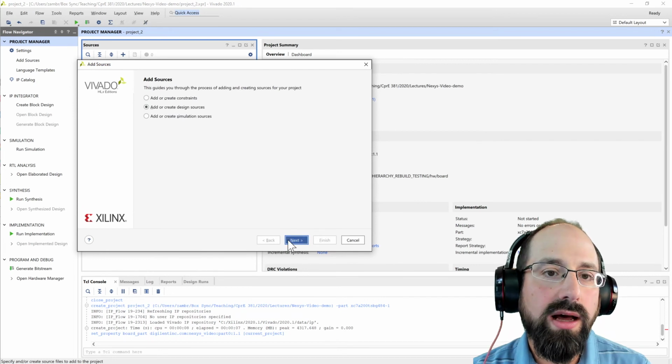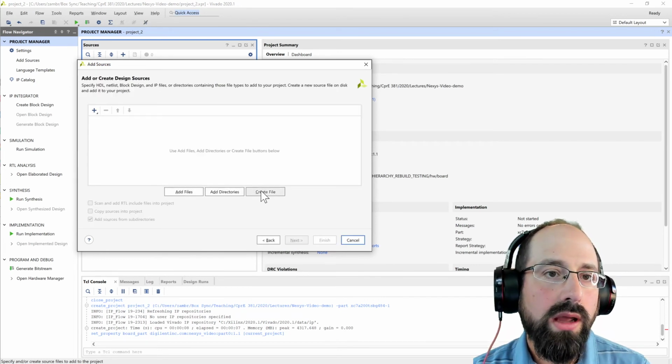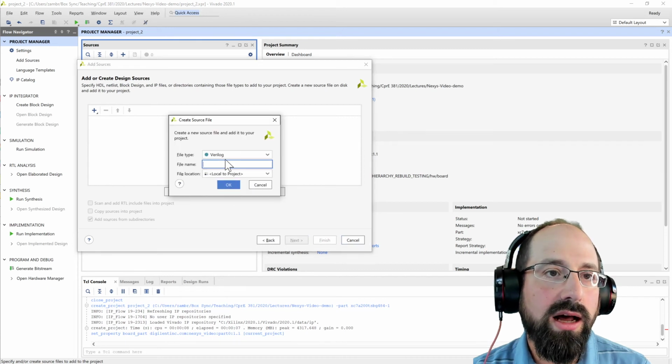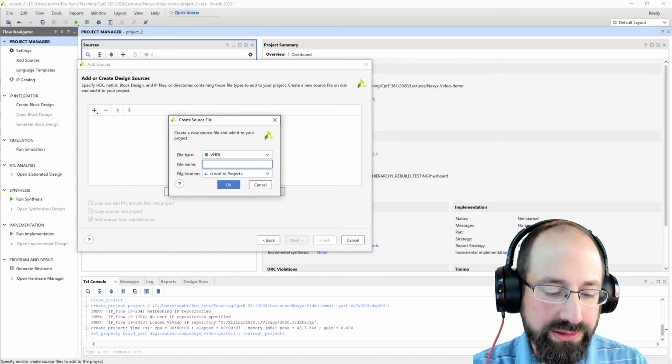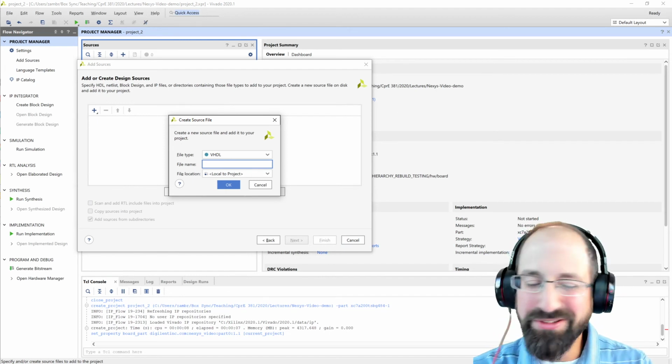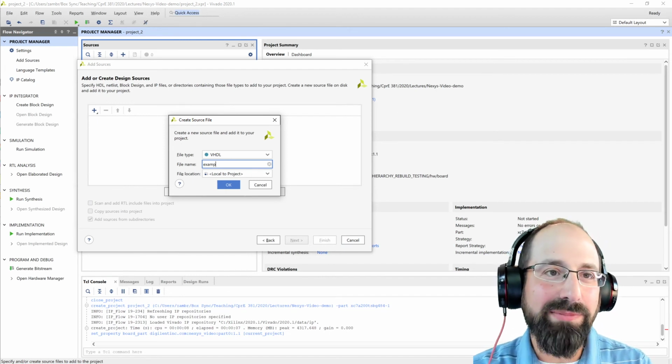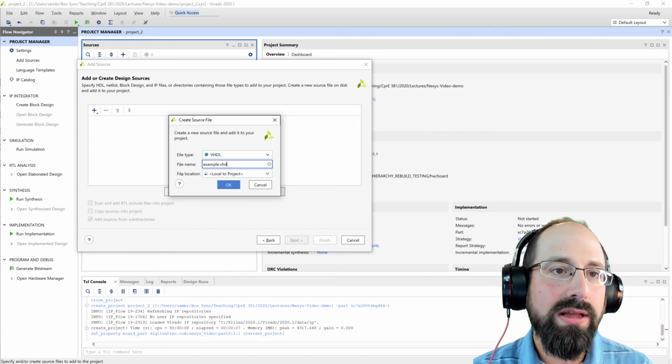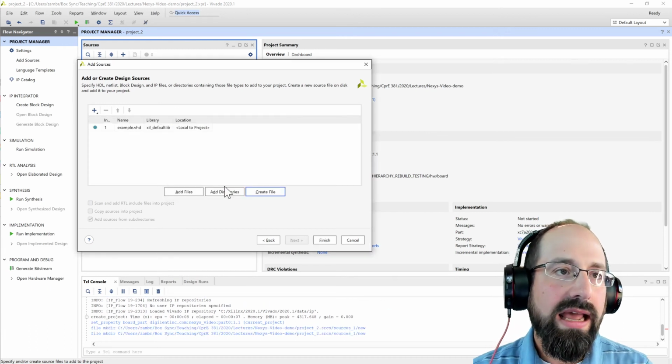And to start with, let's add a design source, and let's create a file. We could do Verilog, but let's do VHDL, and let's just call it top. Top is a pretty common name. It's the top level design. We'll just call it example.vhd. And the GUI is kind of interesting.